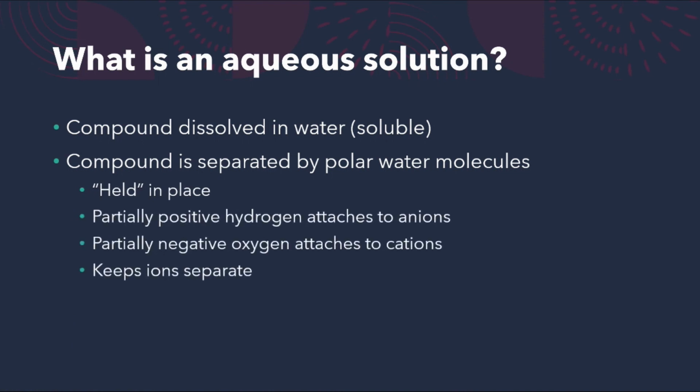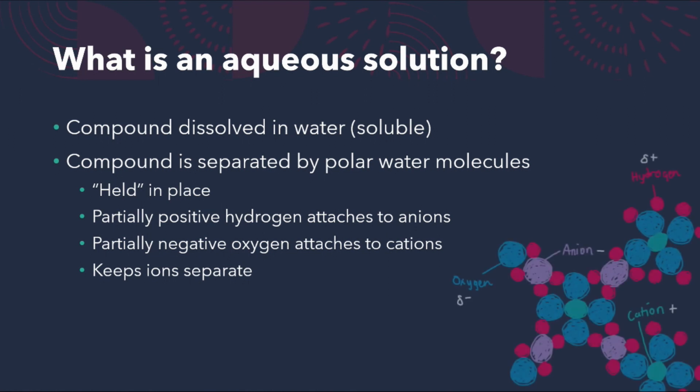Another part of an aqueous solution is that a compound, if it's ionic, is separated by the polar water molecules. So the water molecules technically hold the cation and anion in place, and the partially positive hydrogen attaches to the anions, which is the negative side, while the partially negative oxygen attaches to the cations, which is the positive ion. And this bonding keeps the ions separate from each other so that the compound can dissolve.